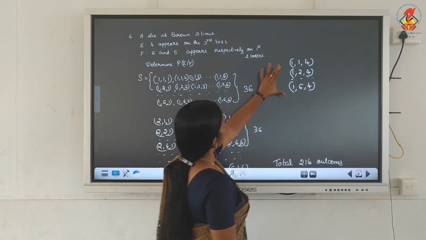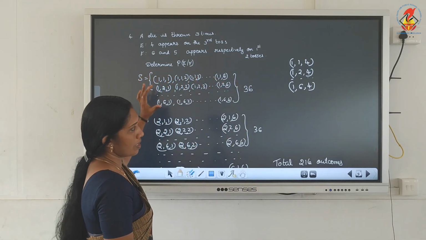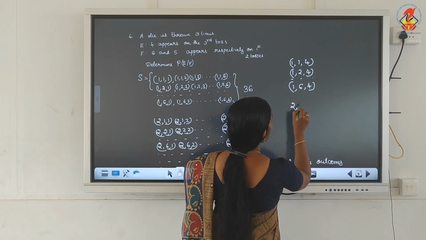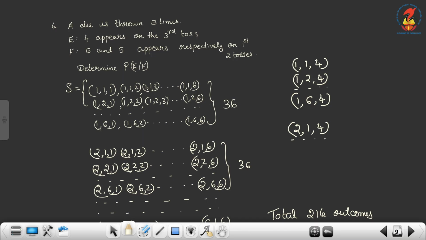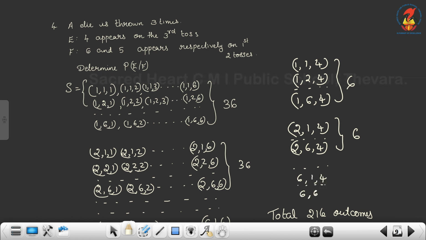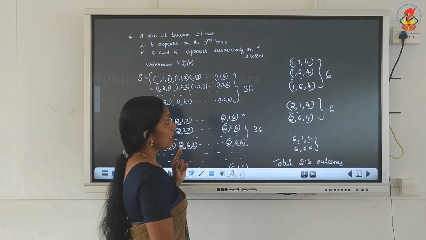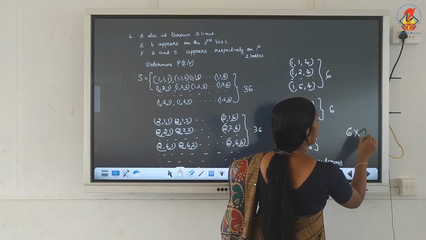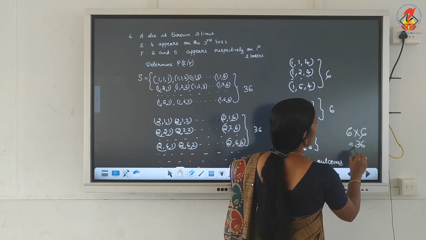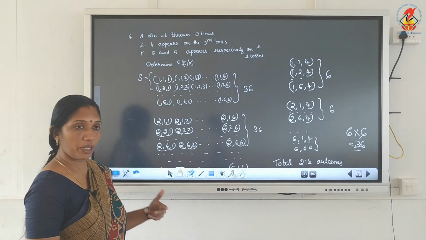Then this is from this 6 rows. Then starting with 2 again, 2, 1, 4; 2, 2, 4, etc. 2, 6, 4. Okay. So here 6 outcomes, here also 6 outcomes. Then third starting with 3, 4, 5 and 6. 6, 1, 4; 6, 2, 4, etc. 6, 6, 4. So how many outcomes are there? There are 6 into 6, that is 36. So P of E is 36, but we don't want P of E.